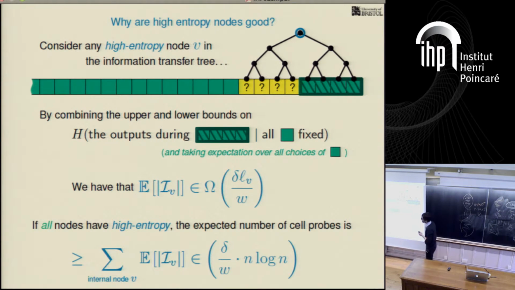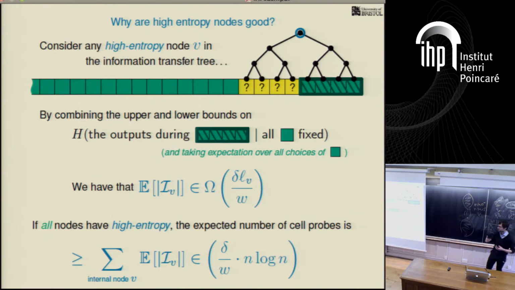So if I told you that for the Hamming distance problem, all nodes actually have high entropy, then the expected number of cell probes is at least this thing here. There's a missing omega there, which is at least omega of delta over W n log n. So if all nodes have high entropy, then the total number of cell probes over the entire stream is delta over W n log n. So on average, amortized, it's delta over W log n, which is exactly what I wanted.